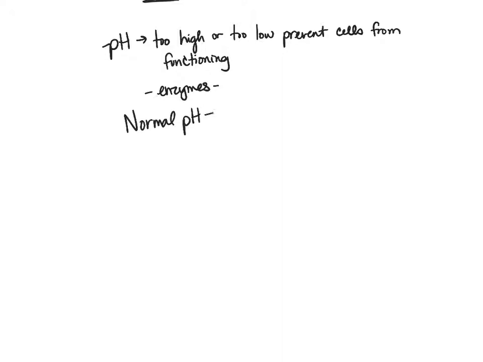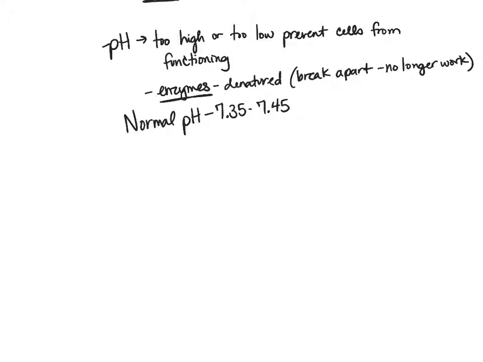Our normal pH for a human body, for example, has to be between 7.35 and 7.45, so a very, very narrow range. Because if we go outside of this range, if we go more acidic or more basic, then these enzymes will be denatured. Denatured means that they break apart and they no longer work. And if we denature our enzymes, then our cells will die because they will no longer be able to make energy. And if our cells die because they're not able to make energy, then our body dies. And then no more person, because our pH has gone either too acidic or too basic.